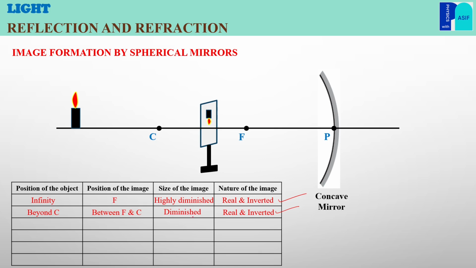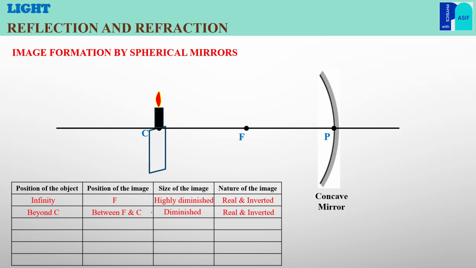Now we move the candle toward the concave mirror such that it is placed at the center of curvature of the concave mirror, that is C. For this position of the object, surprisingly we get the image at the same position, that is C, and the size of the image is the same as that of the object. So we note down the observations in the table. The position of the object is at the center of curvature C, the position of the image is also C, the size of the image is the same as that of the object, and the nature of the image is real and inverted.